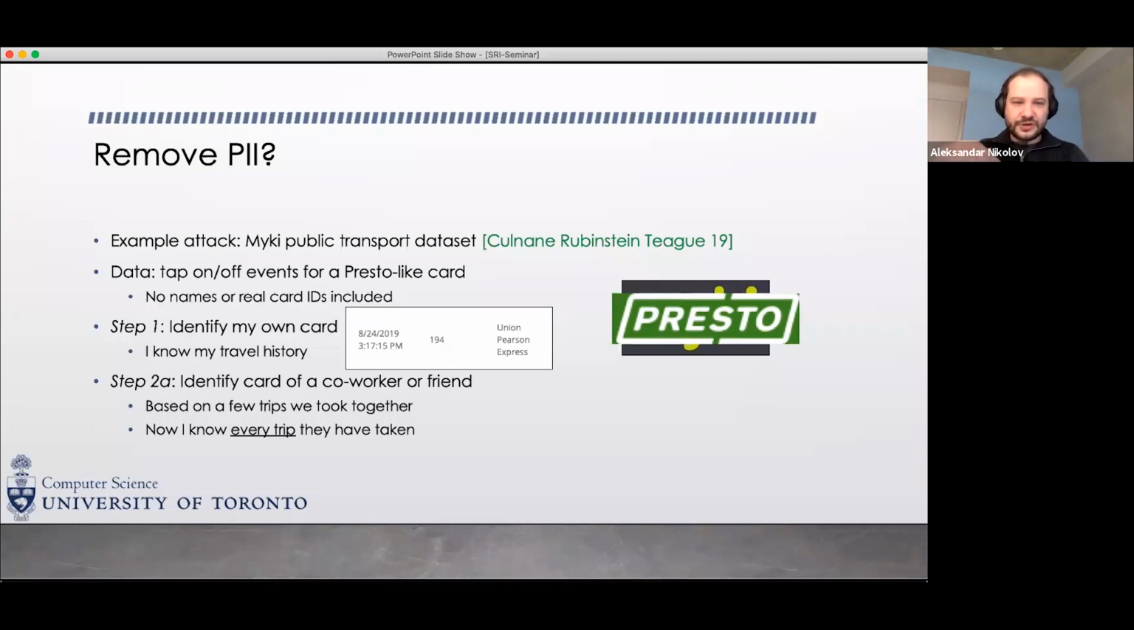So you can look up those few trips that you took with your coworker, and you can cross-reference which are the cards that were used together with your card for those few trips. And again, usually there's a unique match. There's a unique card that was used with your card at these times and places. It allows you to uniquely identify the card of your coworker.